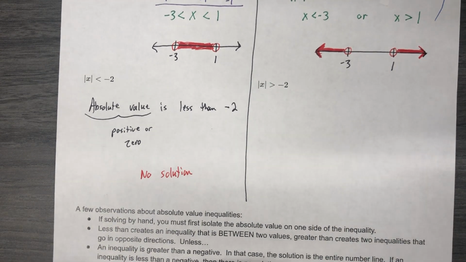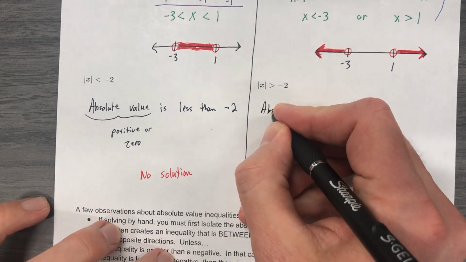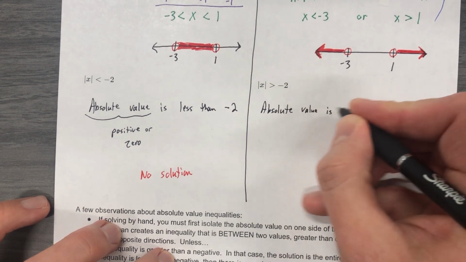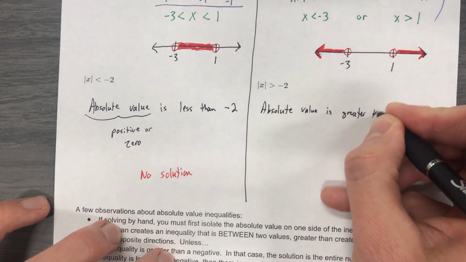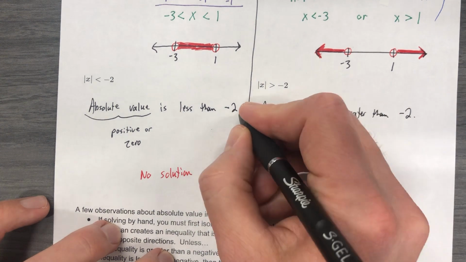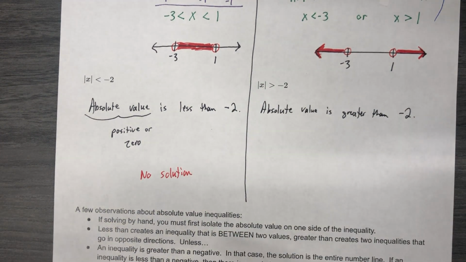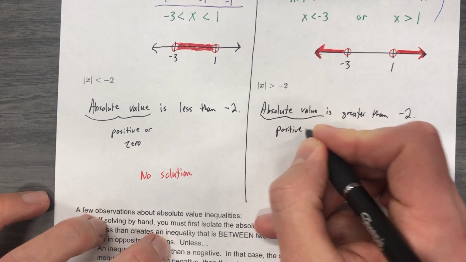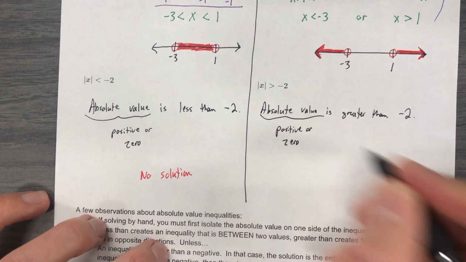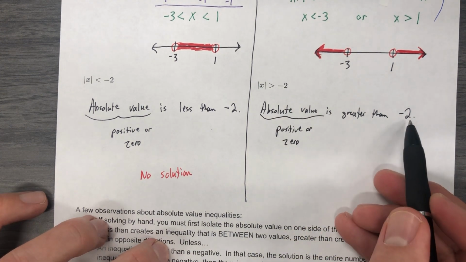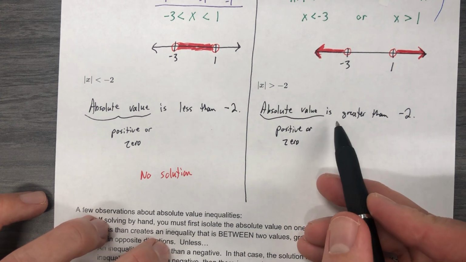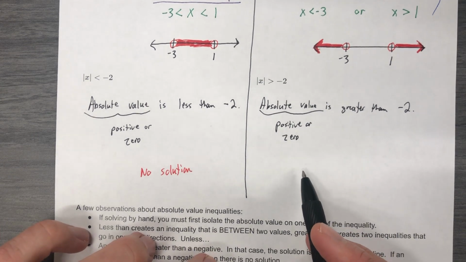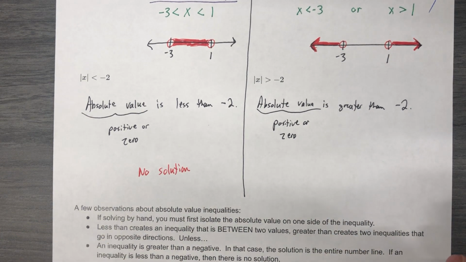Okay, let's do the next one. Absolute value, just writing it out the way it's read. Absolute value of something is greater than negative 2. Periods at the end of our sentences. Well, absolute value is always positive or 0. I'm just writing out what goes through my head. Positive numbers are greater than negative 2. Of course they are. 0 is greater than negative 2. Of course it is. So this is not no solution. This is every solution.